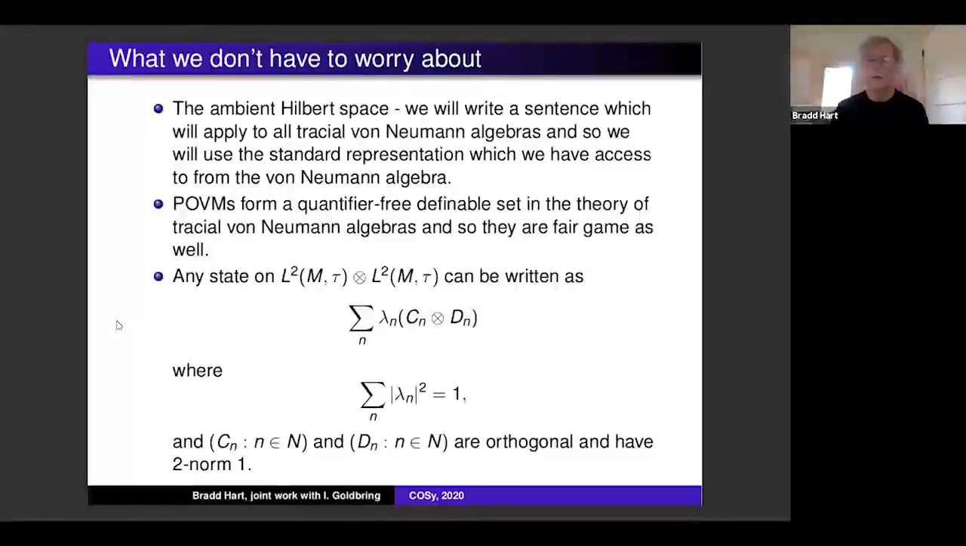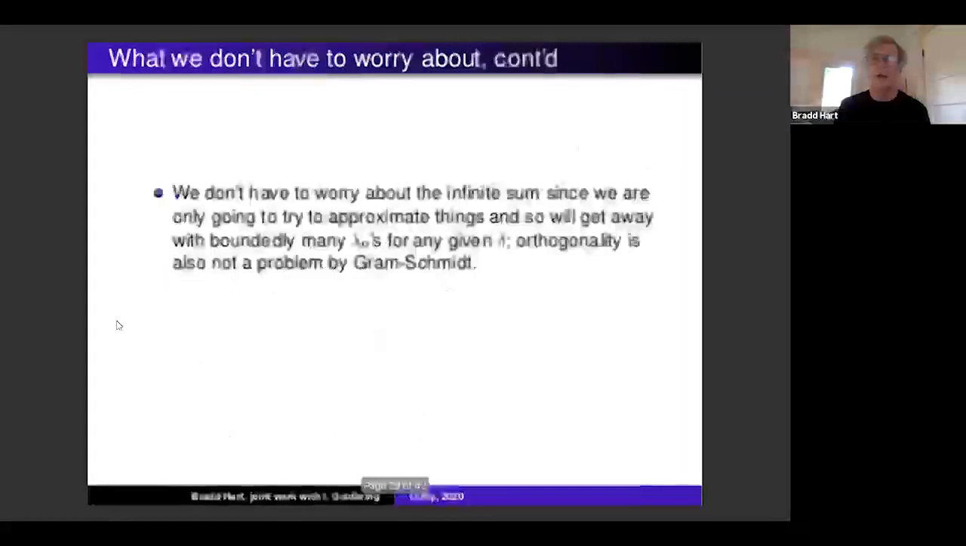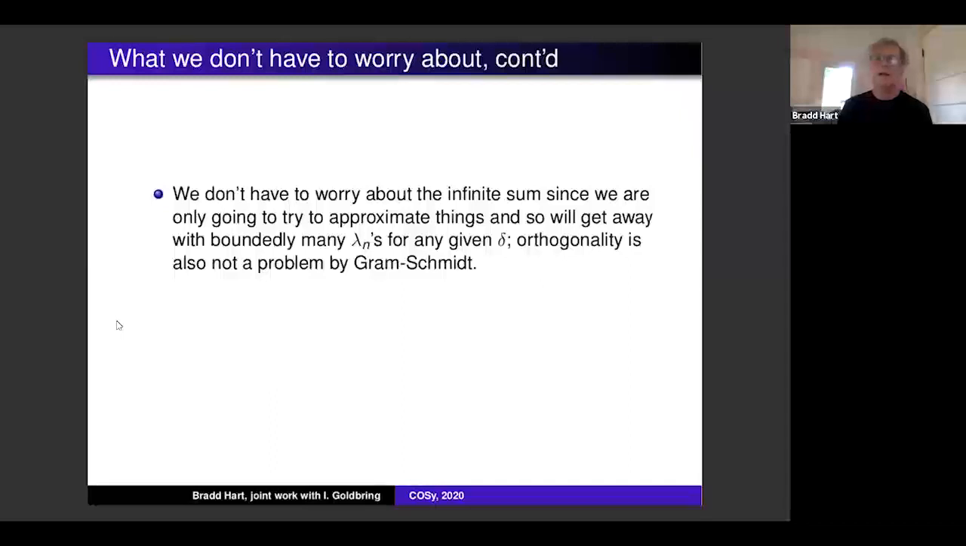Okay, so which of those things is problematic? We go on to another slide of not worrying. We're not going to worry yet. The infinite sum is not going to worry us because we're actually only going to approximate things. If we do this approximation well enough, we're only going to need finitely many of these tensor products. You do have to bound the number of tensors you're going to use, but to bound within delta, we will be able to bound the number of these elementary tensors that we need. Okay, so that's one thing.